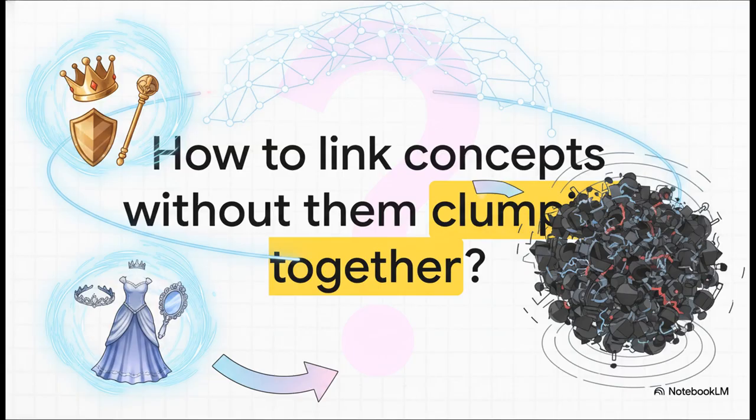All right, next challenge. Binding. You need some kind of attractive force to link related ideas together, like king and queen. But if that force is too strong, everything just collapses into a single, indistinguishable point. We call that phase collapse, and it's where all meaning gets completely lost.